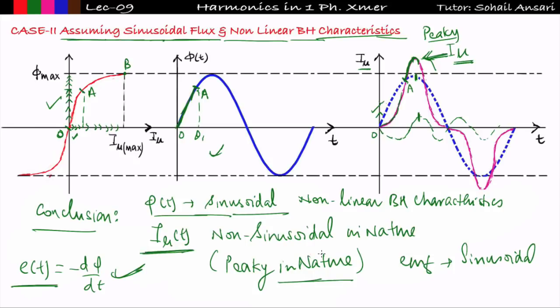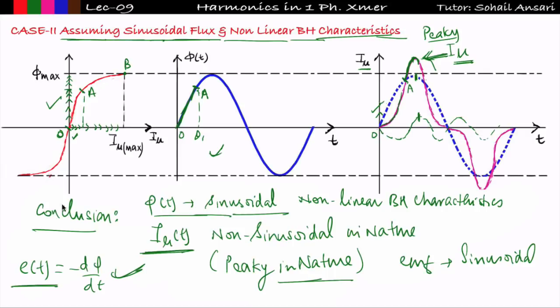So how is the question framed? The question is framed like this. In a single phase transformer, flux is sinusoidal, and considering non-linear BH characteristics, the waveform of magnetizing current will be: option A, peaky in nature; option B, flat topped in nature; option C, sinusoidal in nature; option D, none of the above. So in this case, option A will be correct. These things you should keep in mind.